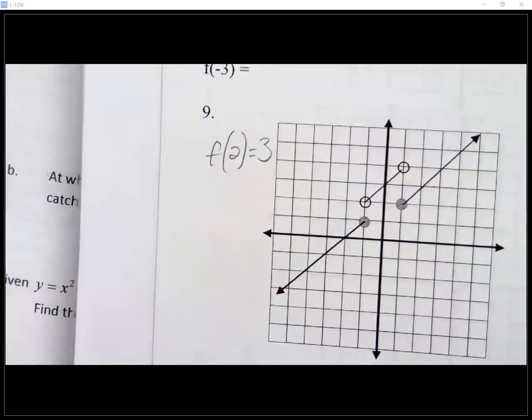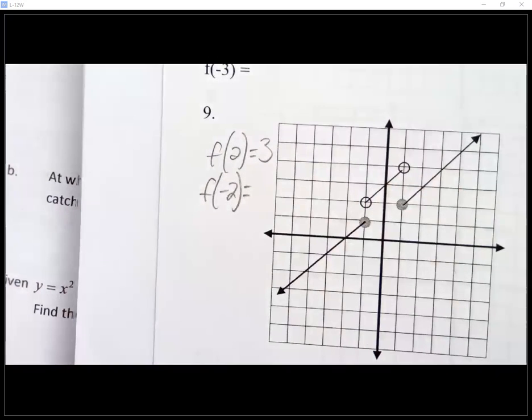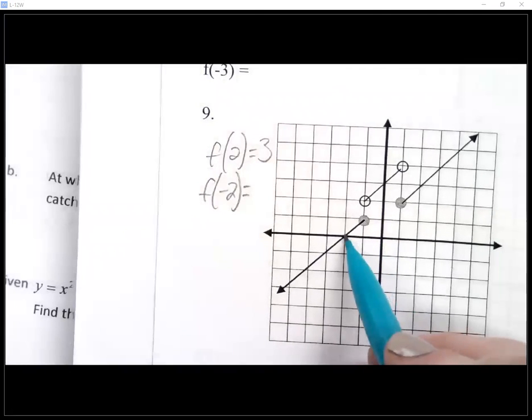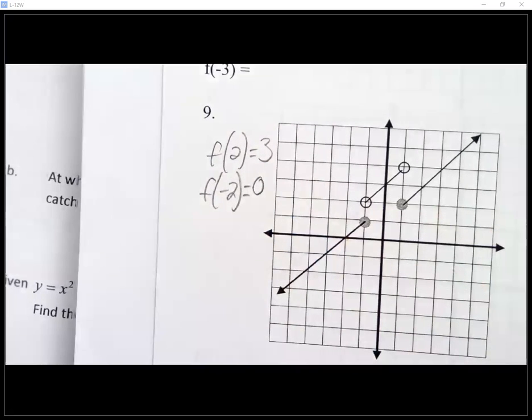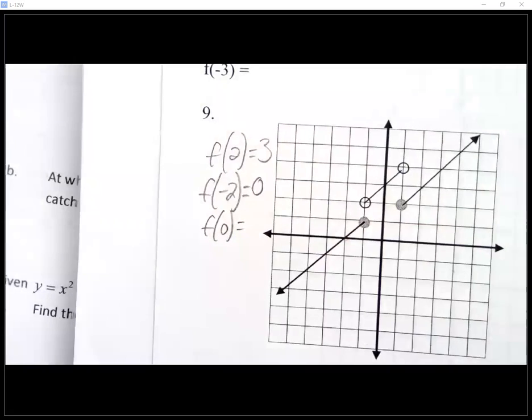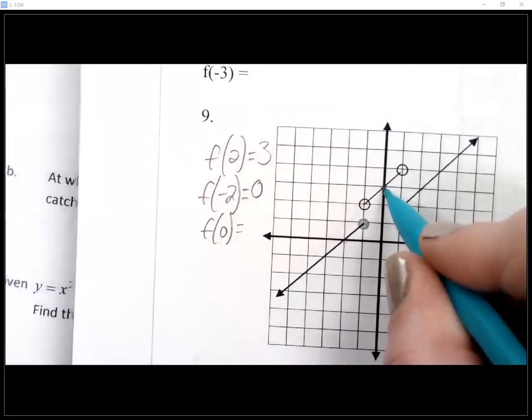Let's try another one. What if I said, all right, what is the value of this function at -2? So if x is -2, what's your y value? 0. Everybody see that? If x is -2, isn't your y value just 0? Let's try another one. What if x were 0? So what would f of 0 be? 3. Yes. If I plug in 0 for x, I come up and I'm hitting at 3. So f of 0 would be 3.